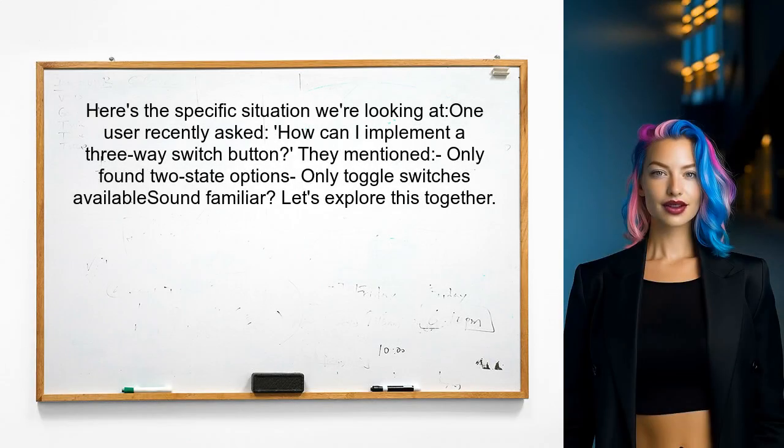Here's the specific situation we're looking at. One user recently asked, "How can I implement a three-way switch button?" They mentioned that they found only two-state options and toggle switches. Sound familiar? Let's explore this together and find a solution.